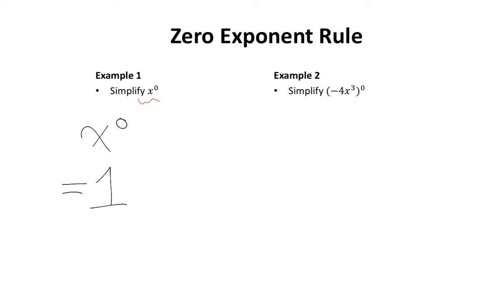In our second example, we want to simplify negative 4x to the power of 3 raised to the exponent 0. Again, let's first rewrite our question. Negative 4x to the power of 3 raised to the power of 0. Remember, anything that is raised to an exponent of 0 becomes 1. Furthermore, since this exponent is on the outside of the brackets, everything inside the brackets gets raised to that exponent. Therefore, negative 4 to the power of 0 is 1, and x to the power of 3 to the power of 0 is also 1. And 1 times 1 is 1.